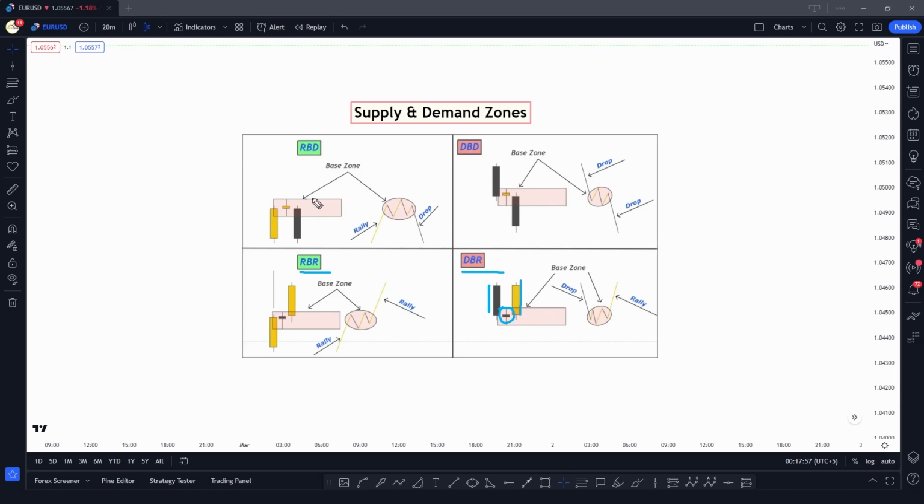And the supply zones are inverse of these demand zones. So in supply zones there is a drop base drop region, and also a rally base drop region. So the rally and drop candles are impulsive candles, and the base candles are the candles with ranging market structure, as you can see in all the supply and demand zones.